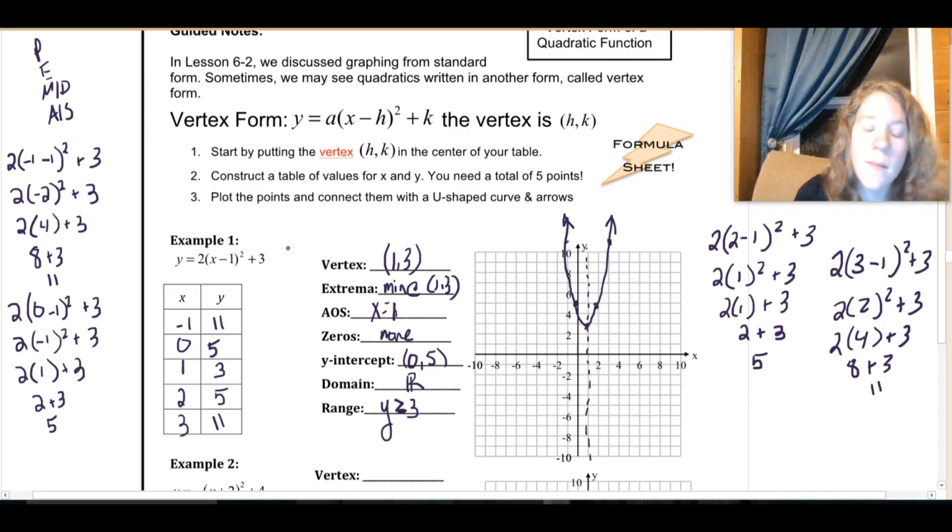All right, so notice that this parabola has been shifted to the right 1. Your parent function, let me real quick sketch it, is going to look something like this.